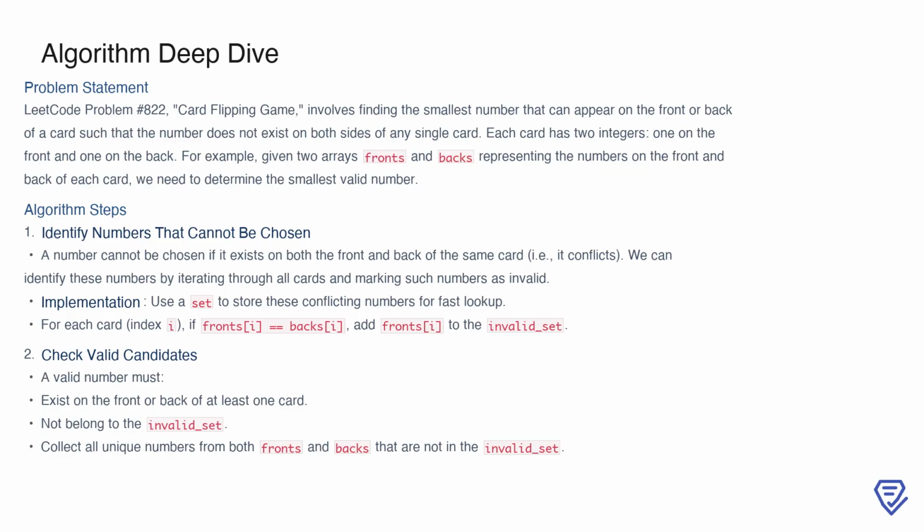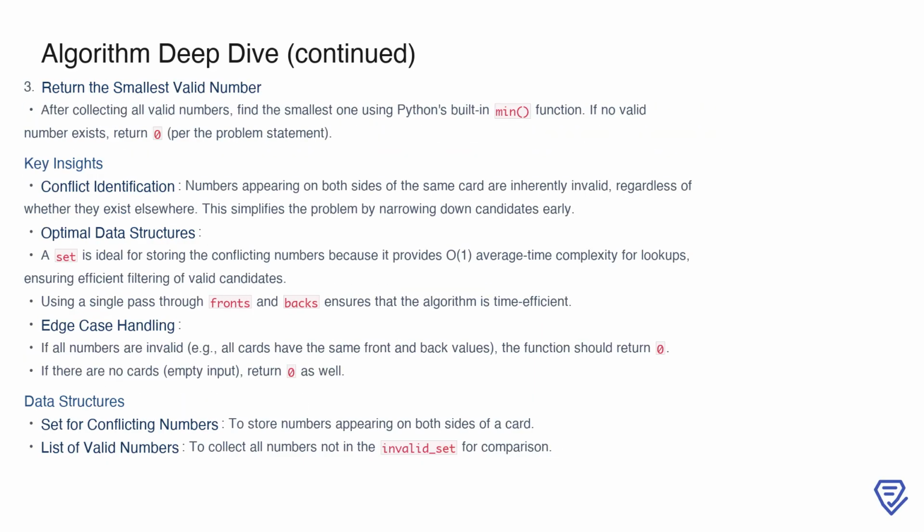Once we have identified these conflicting numbers, we can focus on finding valid candidates. A valid number must appear on at least one side of a card and must not belong to the invalid_set. We'll collect all such valid numbers, ensuring that we have a pool of candidates to work with for the final step. After gathering the valid candidates, the next step is to find the smallest valid number. Using Python's built-in min function, we can efficiently determine the smallest number from the list of valid candidates. If no valid numbers exist, either because all numbers are in the invalid_set or there are no cards at all, we return 0, as prescribed by the problem statement.